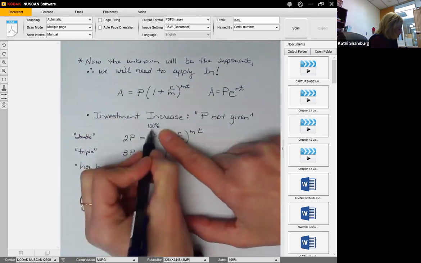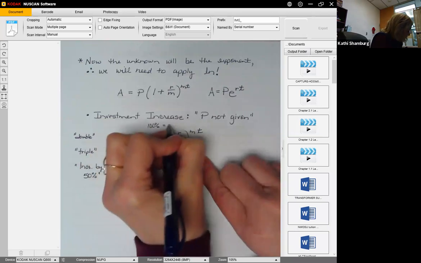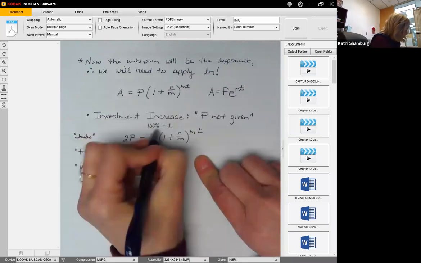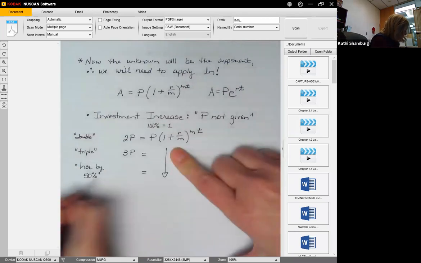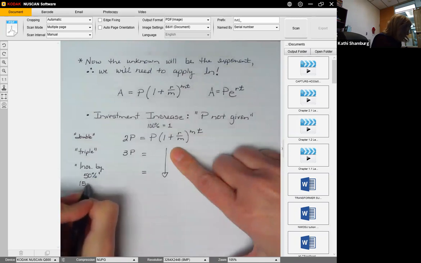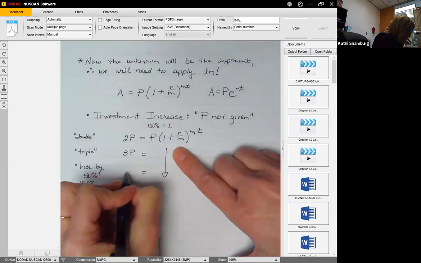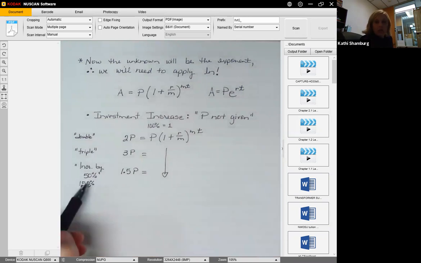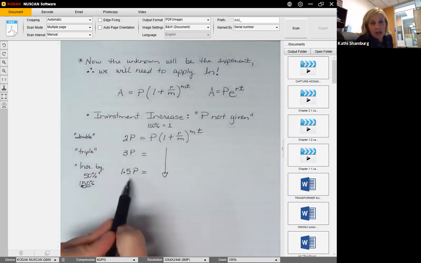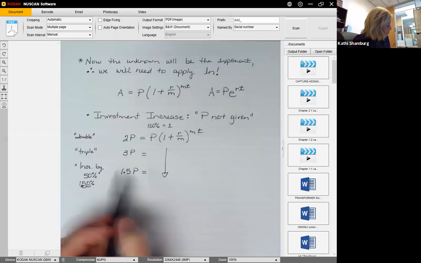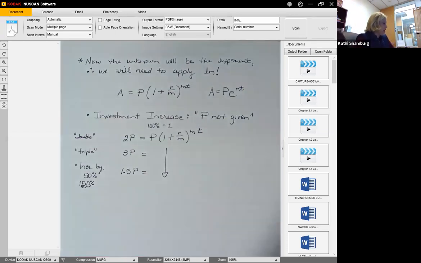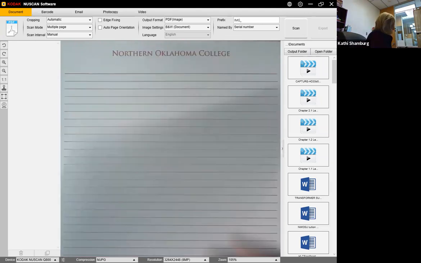So 100% is equivalent to the number 1, right? If you move the decimal point 2 places. Well, think of increase by 50%. That means that you want your original 100% to increase by an additional 50%. So I move the decimal, that would then be 1.5P. And so if this said increased by 90%, this would be 1.9. If it said increased by 65%, this would be 1.65, and so forth. So that's just going to come in handy as you work these problems.